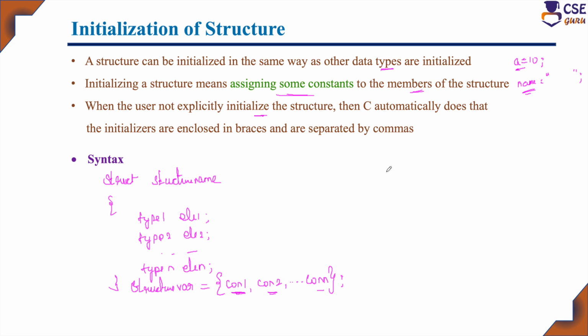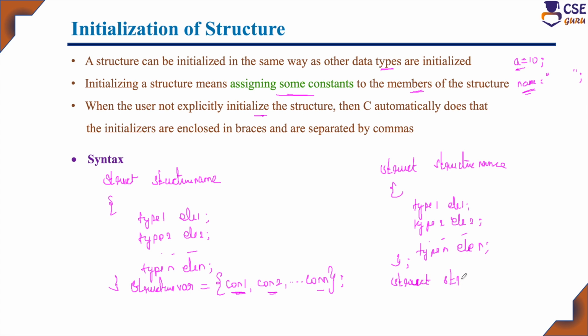Otherwise, one more syntax is also there. That is struct, structure name, and within the structure you can specify type 1, element 1, type 2, element 2, up to type n, element n. And then it should end with a semicolon. This is the structure declaration, and again you have to start with the struct keyword.